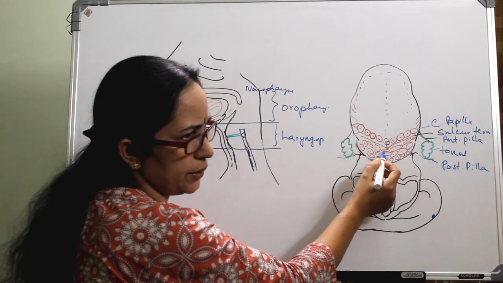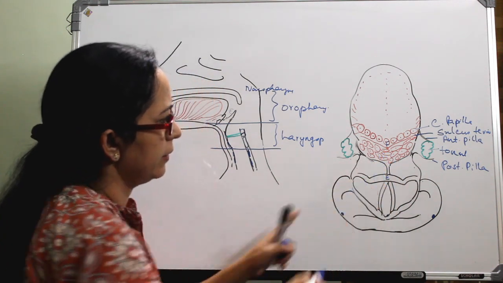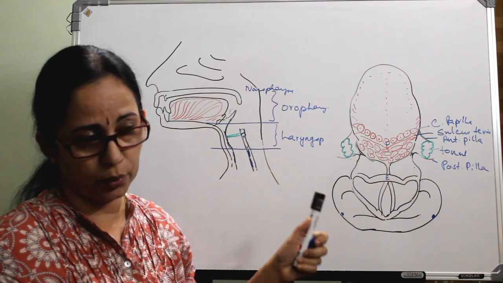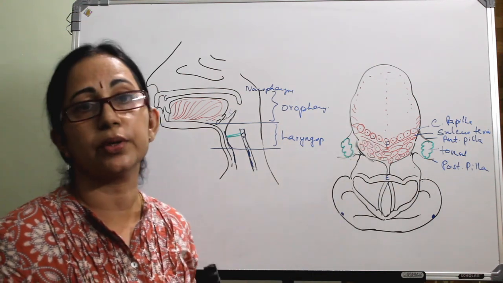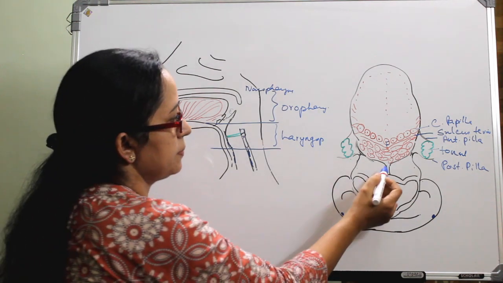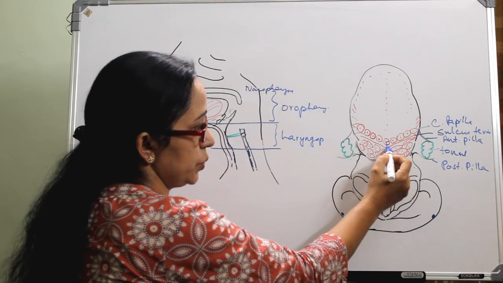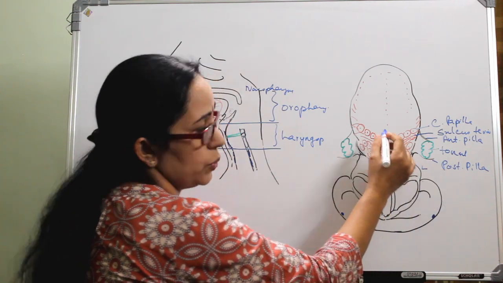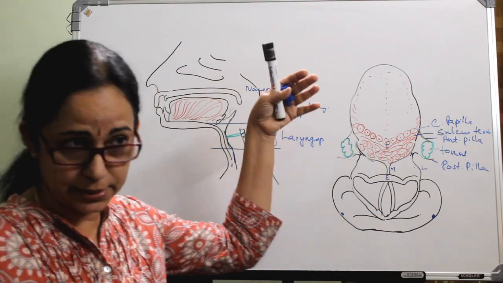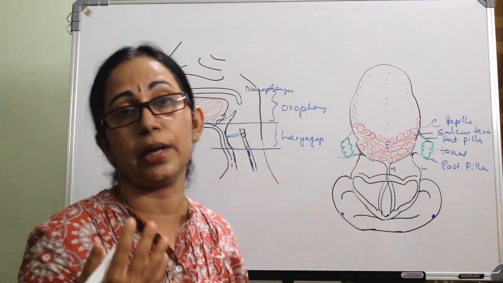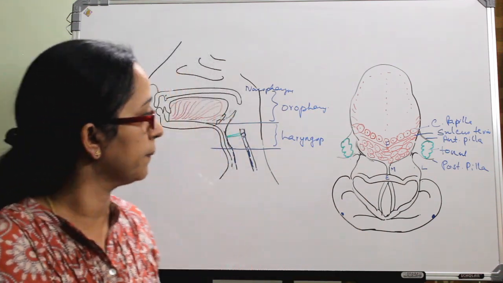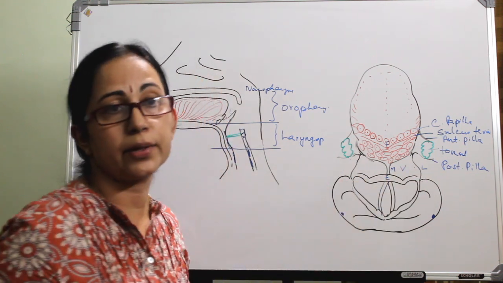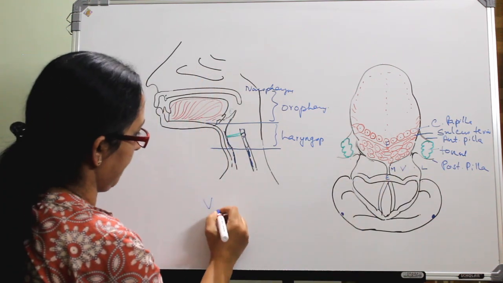From the posterior 1/3 of the tongue, there is one median and two lateral folds. This is the median glossoepiglottic fold, and this is the lateral glossoepiglottic fold. Gloss means tongue, so it runs from the tongue to the epiglottis. Between the median and lateral glossoepiglottic folds lies your vallecula. Okay, vallecula.